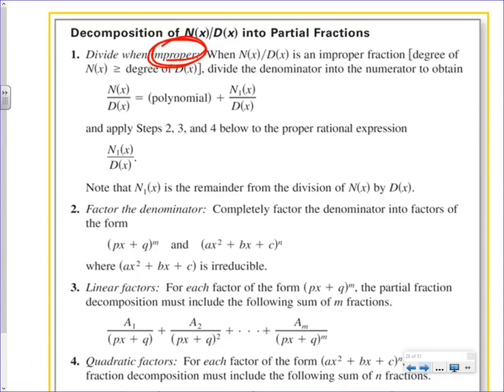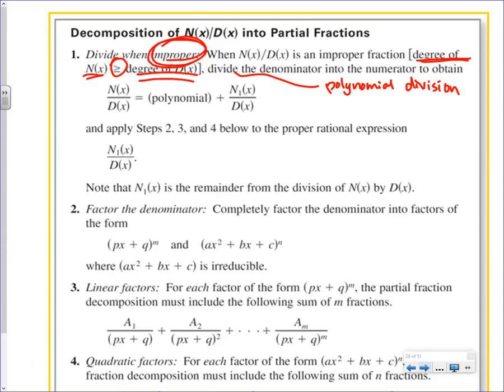So the idea is, a fraction, a rational expression, will be improper when the degree of the top, the numerator, is higher than the degree of the denominator. Whenever the degree of the numerator is higher than the degree of the denominator, we divide, aka polynomial division, aka long division. Why not synthetic? Because it only sometimes works.